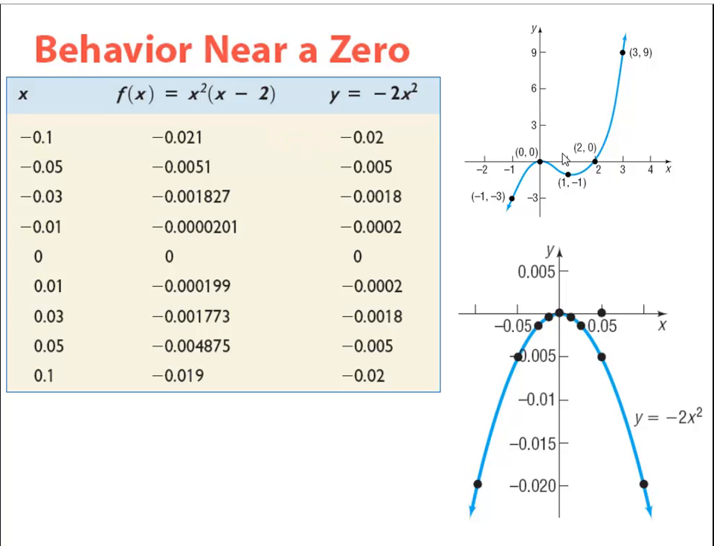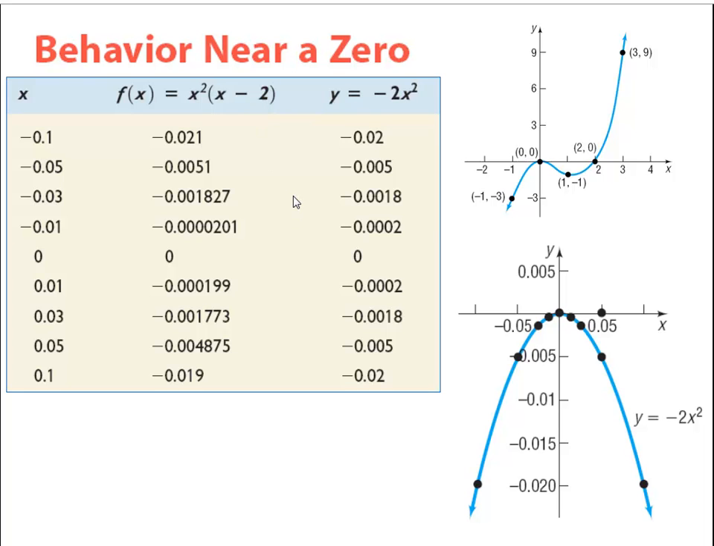So in this example, what we're doing is we're looking at this polynomial right here, which is y equals x squared times quantity x minus 2. And we're zooming in on the x-intercept of x equals 0. And we're noticing that this parabola, -2x squared, looks almost identical to the polynomial.